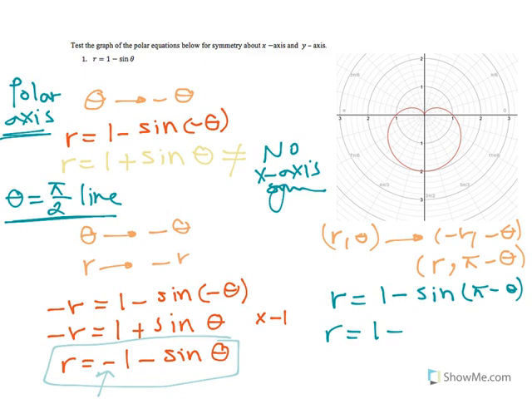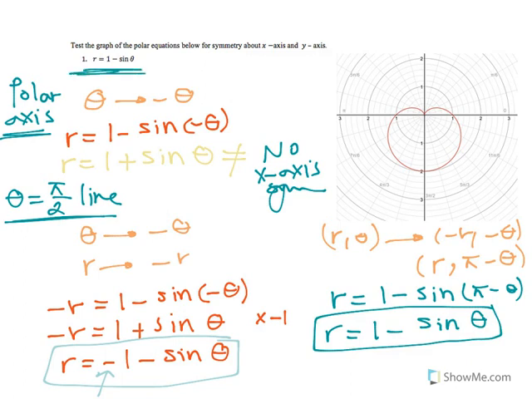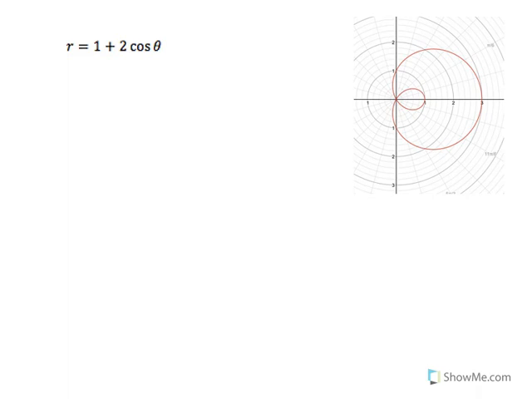Pi minus theta is in the second quadrant, and that means sine is positive. So sine of pi minus theta is just sine theta. As you can see, it's exactly like the given problem. So that means it's actually symmetric around the line theta equals pi over 2, the y-axis. We'll keep this point in mind and talk a little bit more about it in the future. If the answer is negative, that means you have to try one more test. You don't just stop there. All right? So let's move on to the next example.